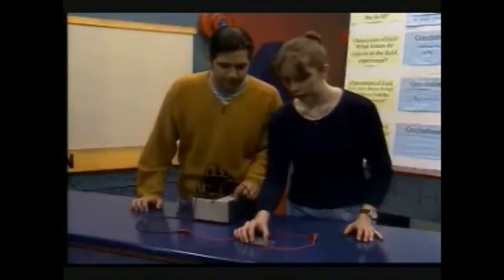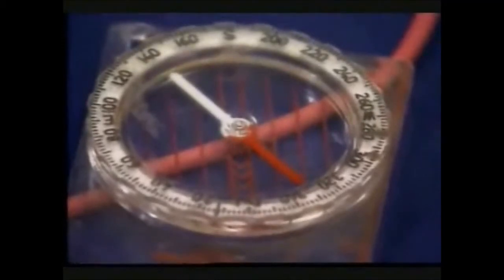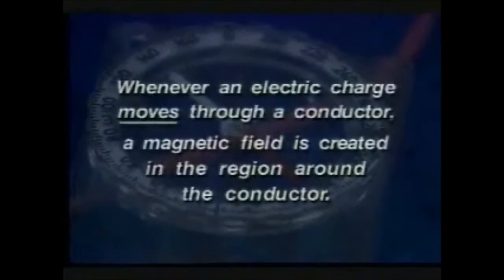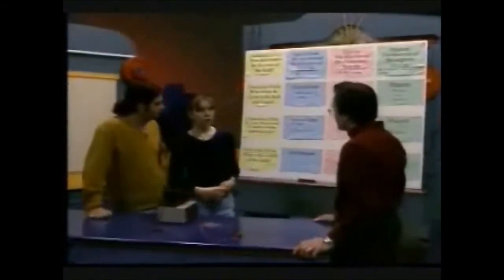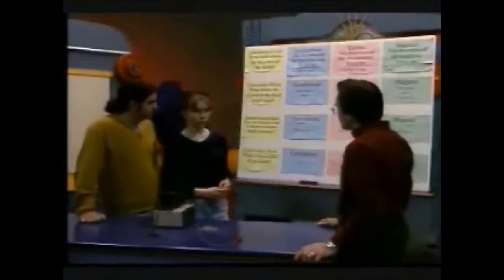When Ørsted connected the wire to the terminals of a battery, to his surprise, the compass needle deflected toward an east-west orientation, nearly perpendicular to the wire. Ørsted had discovered what is now termed the basic principle of electromagnetism. Whenever an electric charge moves through a conductor, a magnetic field is created in the region around the conductor. So, what did Ørsted stumble upon, Deirdre? That a magnetic field exists around a current-carrying conductor.